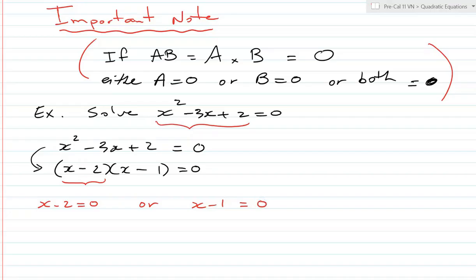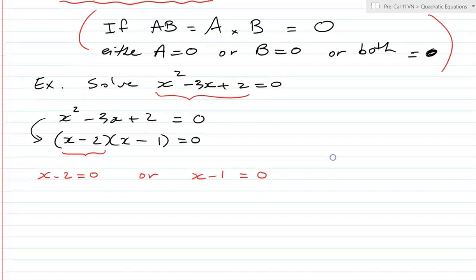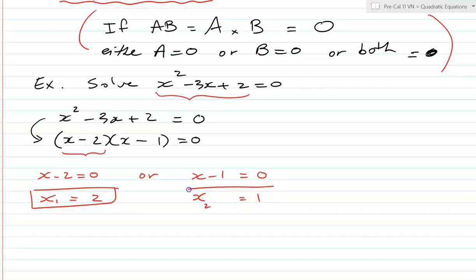x minus 1 must be 0, because if x minus 1 is 0, 0 times x minus 2 will make it 0. And now we can go ahead and solve these two linear equations, which we know how to do since grade 6, and then we solve. So here's the first answer, x equals 2, and let's call it x1, and then the second part, x2 is equal to 1. And that is perfect because you can check and you can see that it is true.